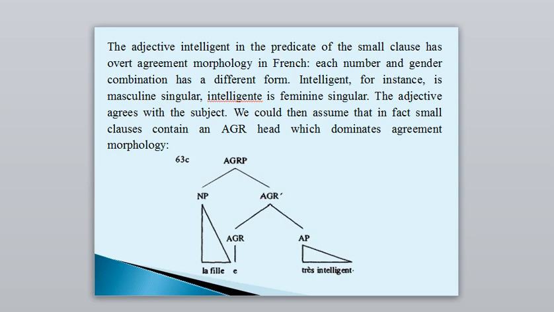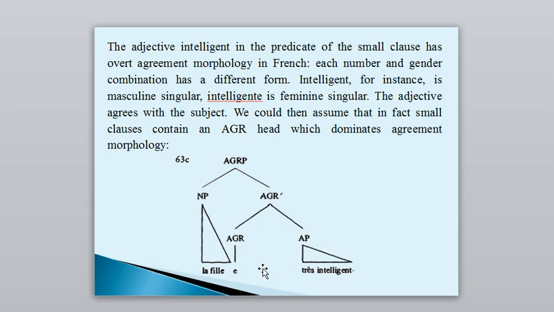Again, you see here the adjective intelligent in the previous example is the predicate of the small clause, and it has overt agreement morphology in languages like French. For example, very intelligent here has agreement with the subject in this class, but not in English. In French, each number and gender combination has a different form. Intelligent, when masculine or feminine, has different forms. So the adjective here agrees with the subject.